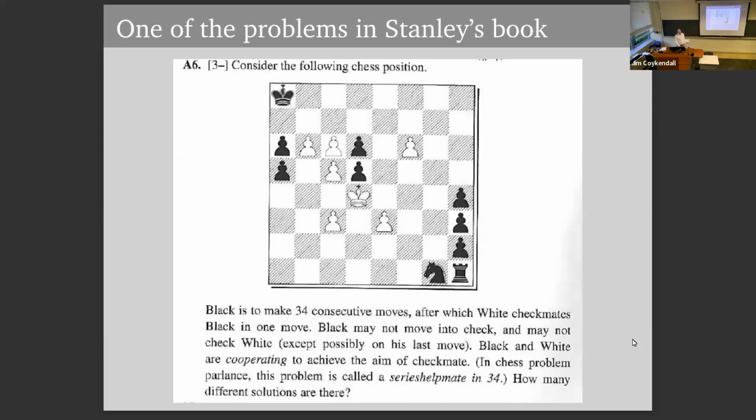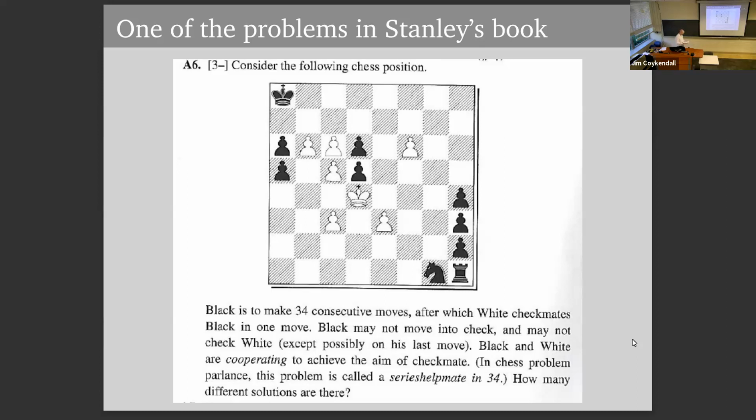So one of the problems that's in this text is: consider the following chess position. Black is to make 34 consecutive moves, after which white checkmates black in 1 move. Black may not move into check and may not check white, possibly on his last move. Black and white are cooperating to achieve the aim of checkmate. Apparently, this is the type of problem that people who study chess actually look at, even though in actual chess that I've seen, you don't make 34 consecutive moves.